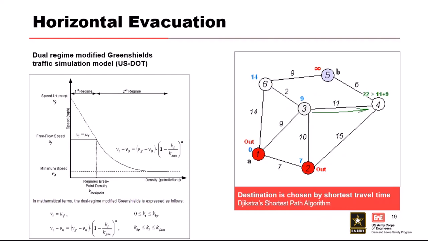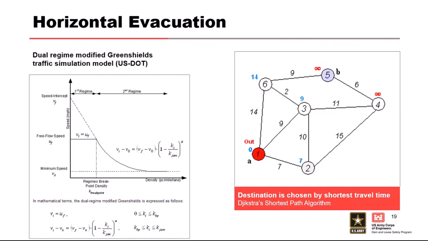Once they're on the road, their speed is determined by this simple function, the modified Greenshields dual regime model, which essentially is a fancy way of saying the more vehicles there are on the road with you and in front of you, the slower you're going to go. It's a simple speed density relationship.